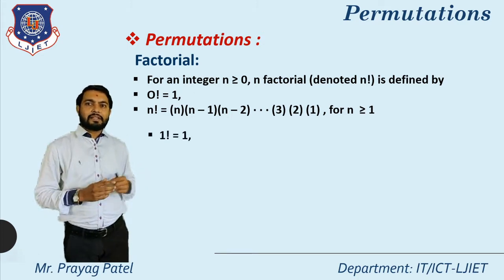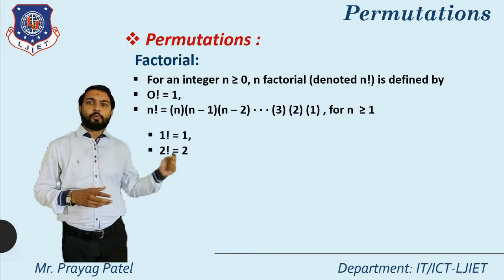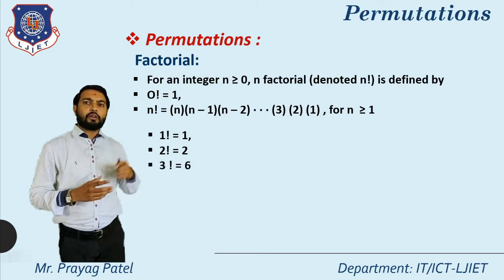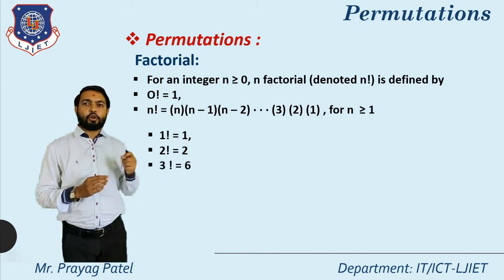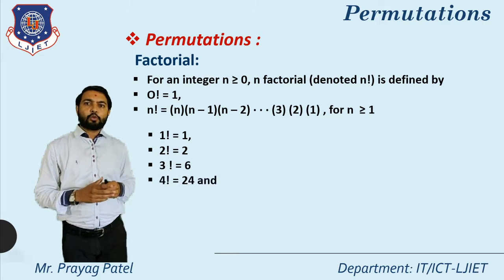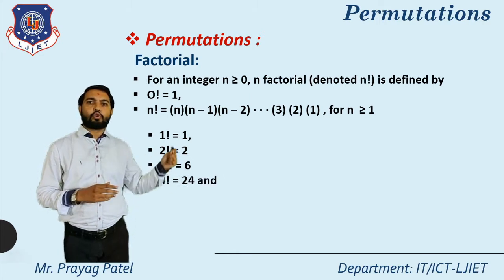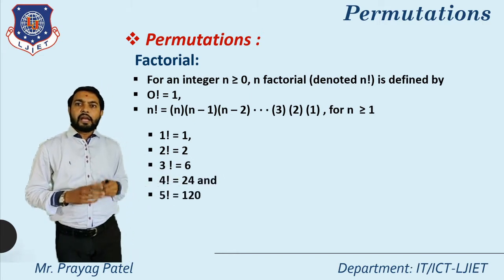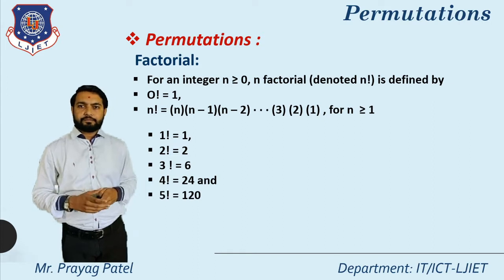Now for example, we can say that 1 factorial equals 1, 2 factorial equals 2, 3 factorial equals 6, which means 3 cross 2 cross 1. 4 factorial means 4 cross 3 cross 2 cross 1, equal to 24. And 5 factorial equals 120.